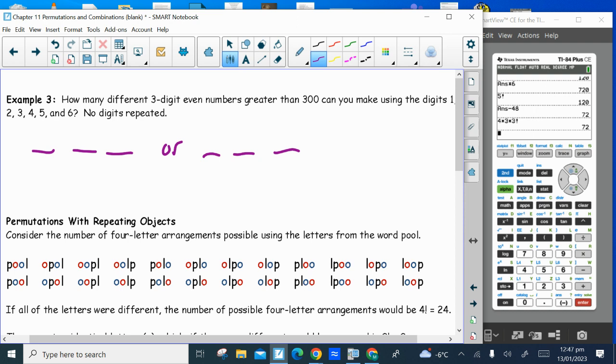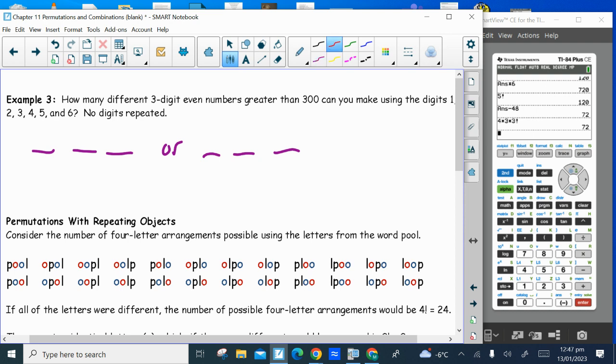However, what if the first digit is even? Then that's going to take away the choices you have for the last digit, right? Because the other restriction is that the number itself has to be greater than 300. So the first digit could be either a 3, a 4, a 5, or a 6. If you choose the 3 or the 5 for the first digit, then it doesn't affect the number of choices we have for the last digit. But if we choose the 4 or the 6 for the first digit, that will take away one of the choices for the last digit.